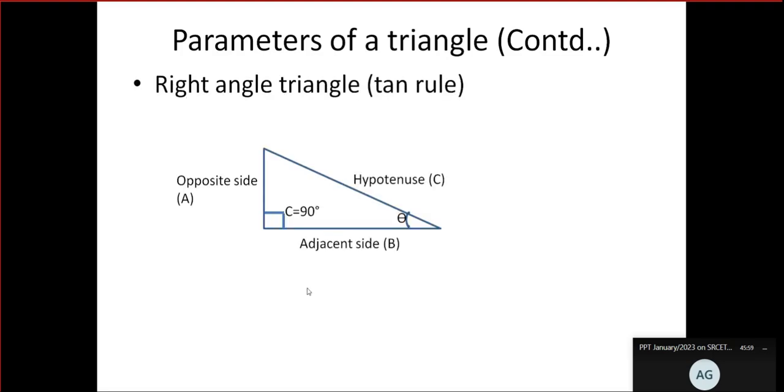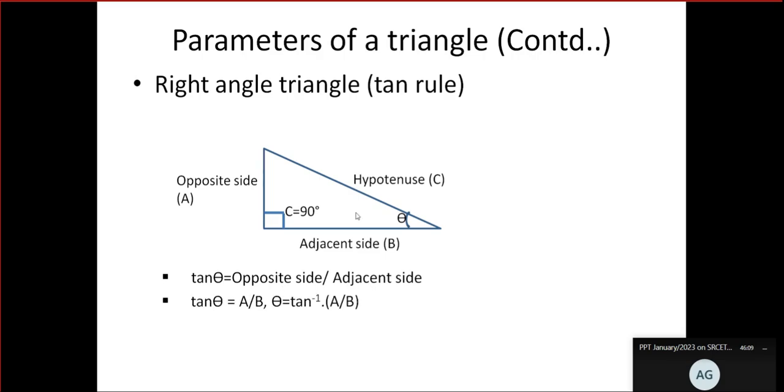This is also a right angle triangle. Here tan theta equals opposite by adjacent side. Suppose we know theta and we don't know the opposite side, we can find it out relating the adjacent side and theta. So tan theta equals A by B. Cot theta equals 1 by tan theta. So that's what I told.